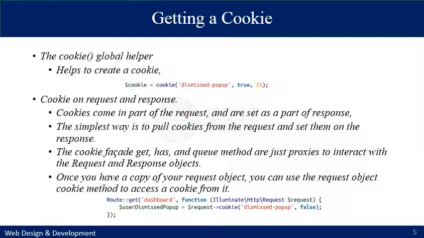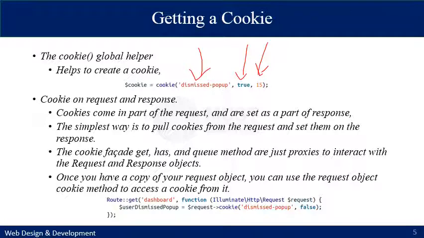The next option is the cookie global helper, and it helps to create the cookie. You can create a cookie by calling the cookie method or cookie global helper and specifying the name of the cookie and the value or the number of values for the cookie. In this case, a simple cookie is created with the name dismissed popup, and it has the value true and the attribute 15.